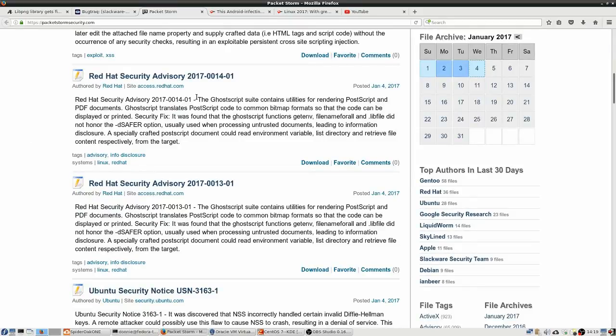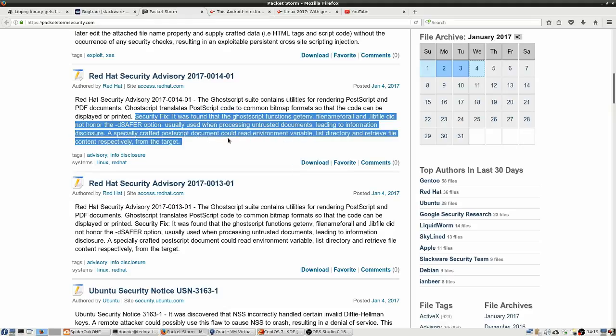And this one is concerning the Ghostscript suite, which has utilities for rendering PostScript and PDF documents. And what it's saying here is that Ghostscript can be used with this flaw in order to leak some information. So not real earth-shattering, but again, go ahead and keep up with your patches, keep up with your updating, and be sure to get that patch installed.